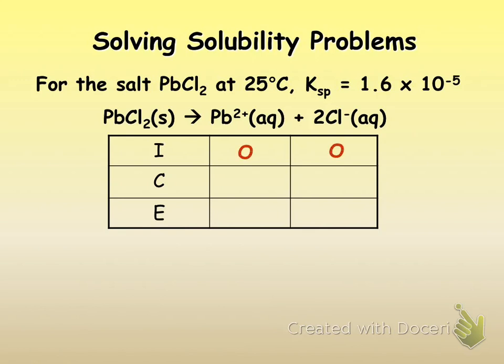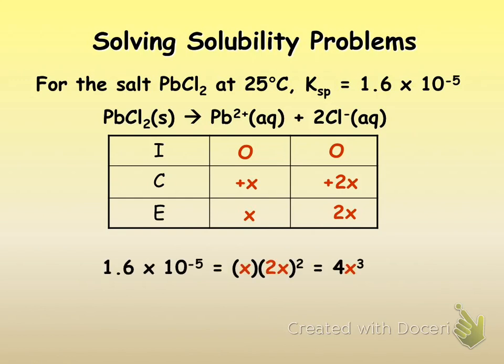Our initial concentration again is 0. We're going to change it now by x and 2x. We need the 2x because there's a 2 in front of the Cl, so you'll have twice as many moles of Cl as you will lead. So that's our equilibrium. We can find our law of mass action problem to look something like this.